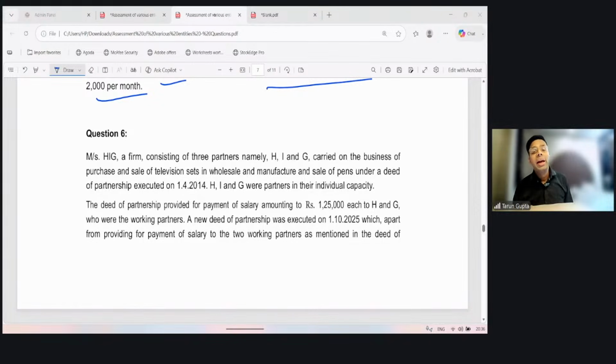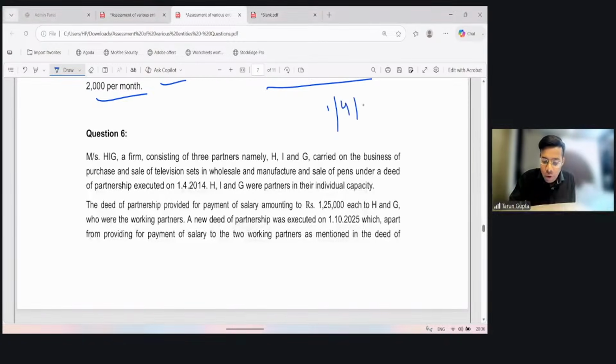Answer is no. If this 1,000 from 1st April 25 to 31st July 25, for 4 months, April, May, June, July, is not allowed in the hands of the firm, it shall not be taxable in the hands of the partner, even though the partner has received 3,000 for the entire year. He will be paying tax only on 2,000 for 4 months and 3,000 for 8 months. Okay? So no double taxation.